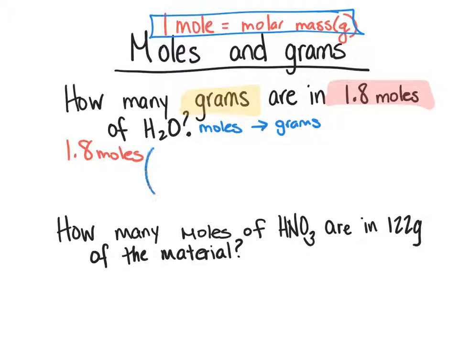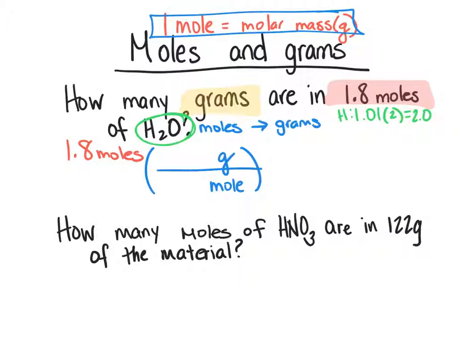So I don't want moles anymore, so I'm going to put the word mole on the bottom. I want to get to grams, so I'm going to put grams on the top. So I need to find out how many grams are in 1 mole of water. Well, water is a compound, so I've got to look at hydrogen, and it has a mass of 1.01, so I'm going to multiply that by 2, because I've got 2 of them. So my hydrogen is contributing a mass of 2.02. Oxygen, I'm going to go ahead and round the mass to 16. I just have 1 of them. So the molar mass of water is 18.02. That's how many grams are in 1 mole of the material.